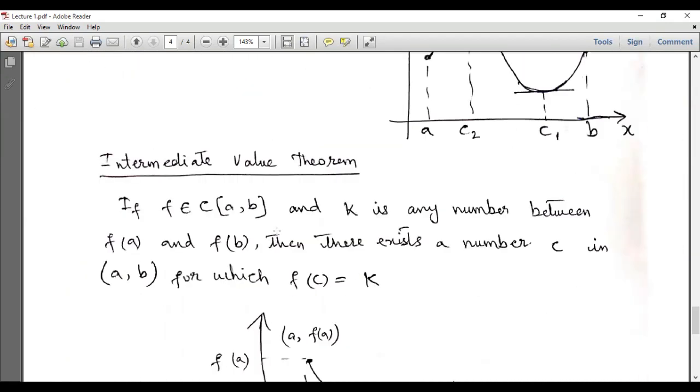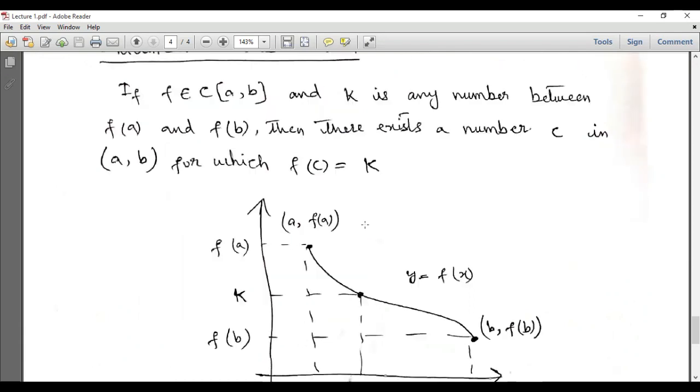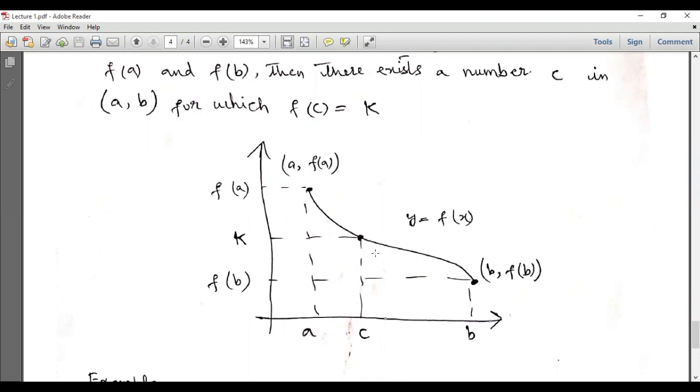And next is the intermediate value theorem, and it is also a very simple theorem. It states that if f is continuous on the interval [a, b], and k is any number between f(a) and f(b), then there exists a number c in [a, b] for which f(c) is equal to k. Suppose the value of the function at point a is f(a) and the value of the function at b is f(b), and now I select a number k that is lying between f(a) and f(b). It means there is definitely at least one point within this range a and b at which the value of the function is exactly equal to k. Okay, so this is called the intermediate value theorem.